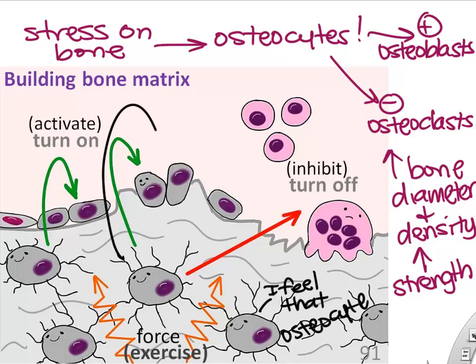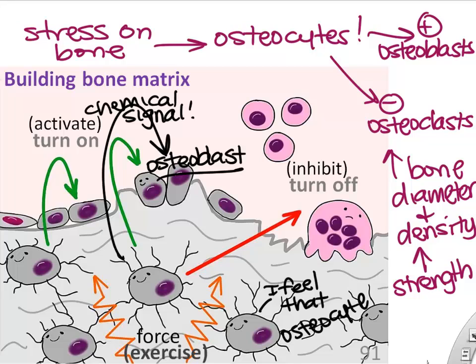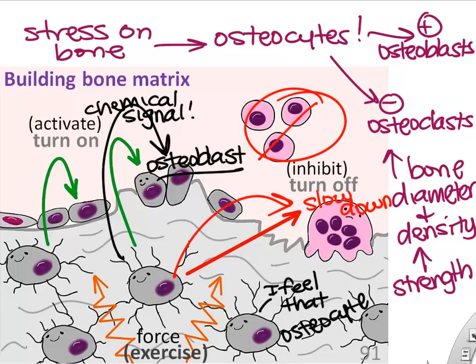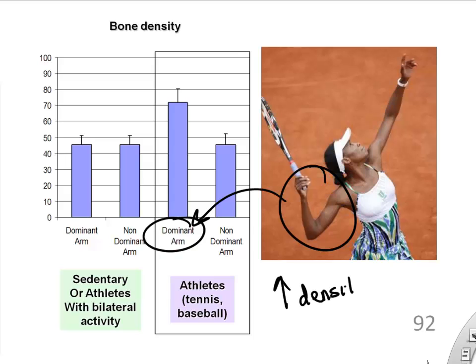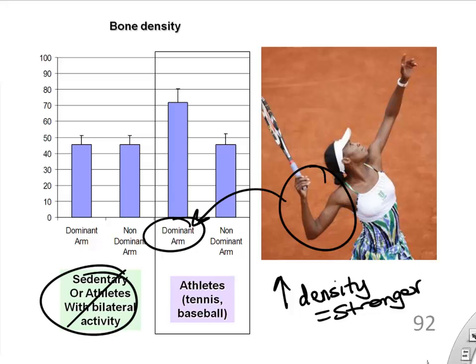So the osteocyte seems to be the main sensor of stress, activating the other cells to either build bone or remove bone. In the case of exercise in the dominant arm, it'll actually slow down the osteoclasts and turn on the osteoblasts. So your bones become bigger and stronger. We can actually see that. So again, the dominant arm increases in density, increases in strength to meet the demands of the stress.